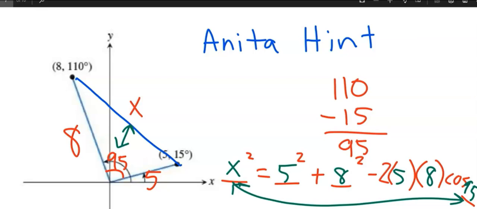Do we have everything on the right side of the equal sign, yes or no? Yeah. Could we just type all the stuff in on the right side and hit the enter button? Okay, and then what? Take a square root. See, this was the easy version of the law of cosines, right? Really? Did you get your mode in degree? I don't know. 5 squared plus 8 squared minus 2 times 5. What's wrong?